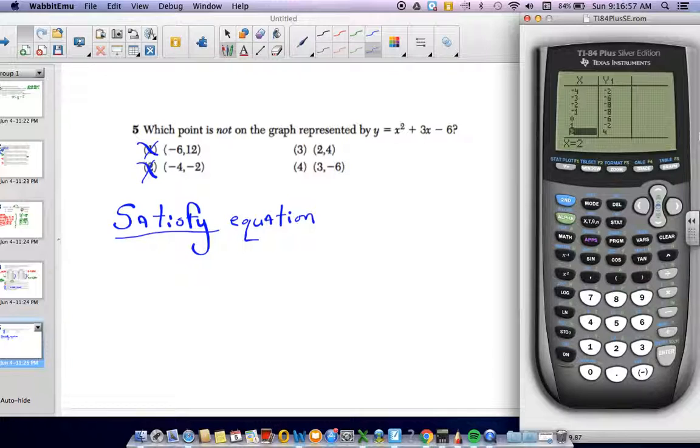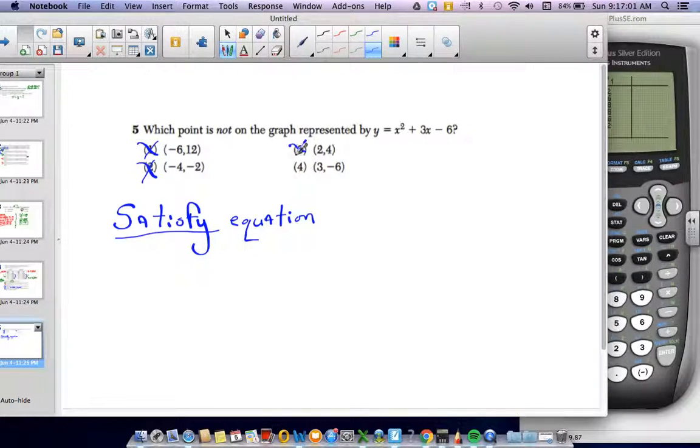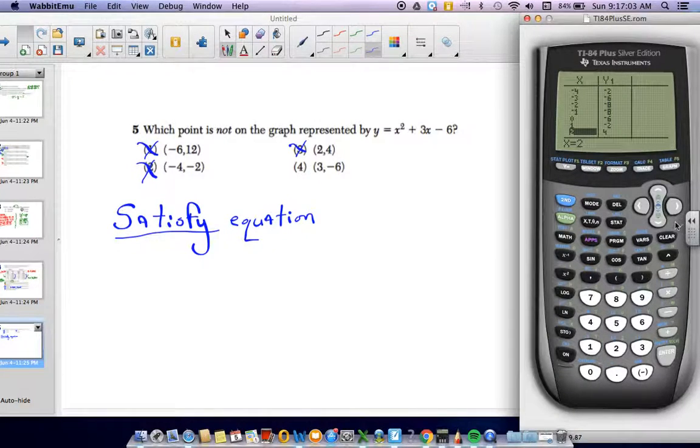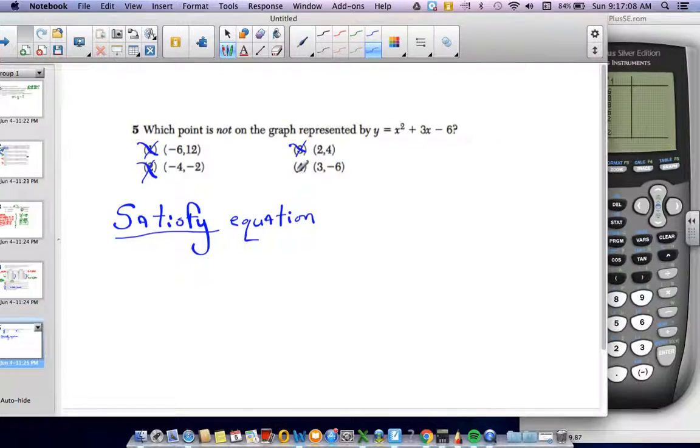2, 4 is also on the graph, so just by process of elimination, and we'll make sure in a second, 3, negative 6 we should not see in our table. And we see 3, 12. Okay, so our answer here is choice 4.